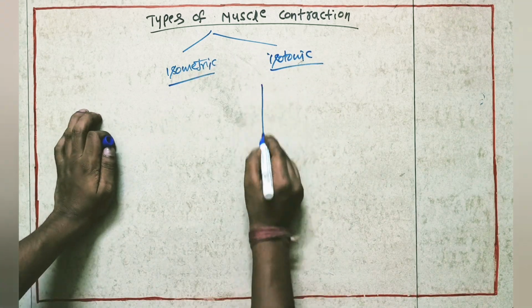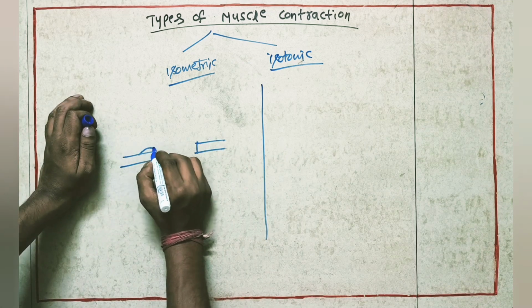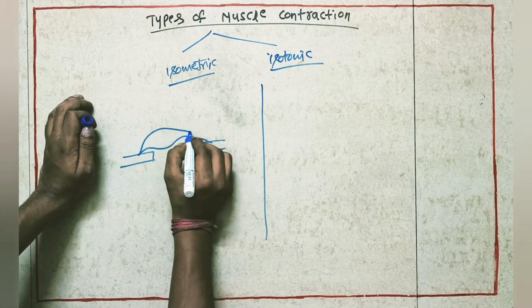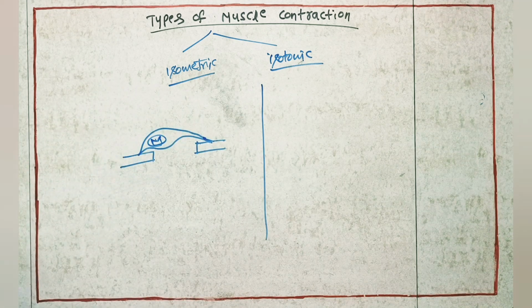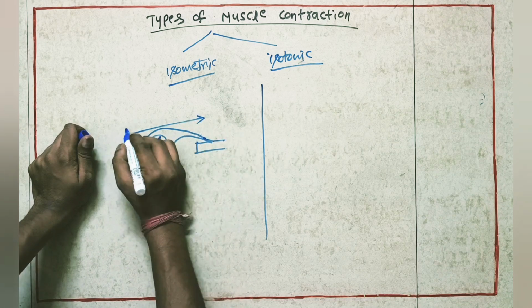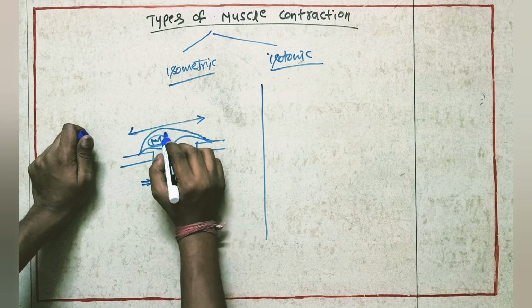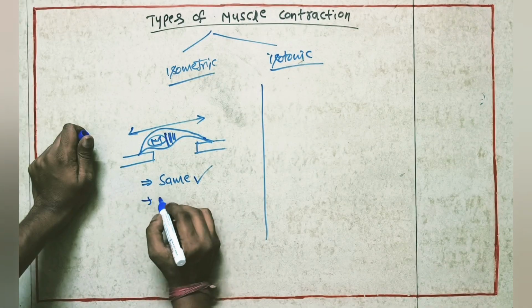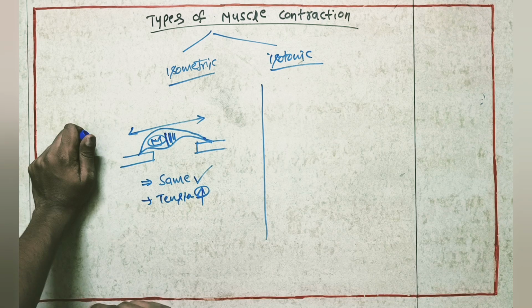Suppose if we take one muscle, this is bone, this is also bone. Between these two bones, we are having one muscle. This is muscle. What is this isometric contraction means? In this isometric contraction, the length of the muscle will be same, and the tension will create inside the muscle. This is nothing but the isometric contraction.